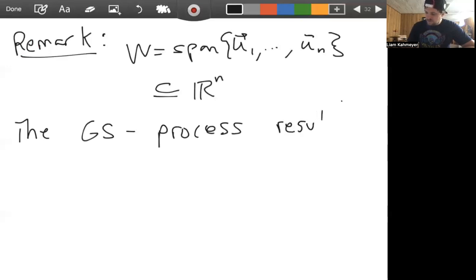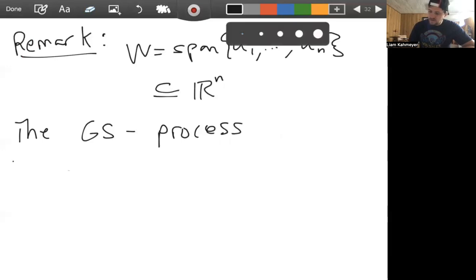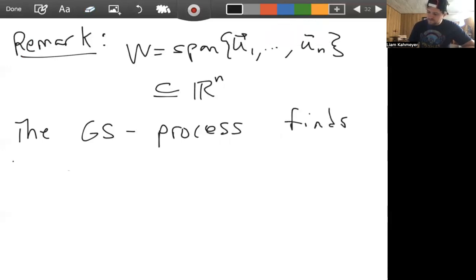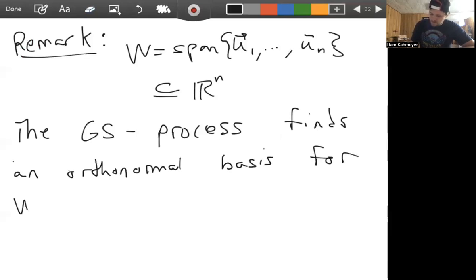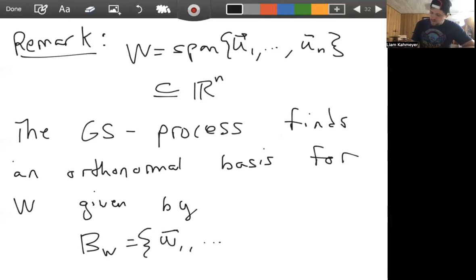results in, or let's say the Gram-Schmidt process finds an orthonormal basis for W given by, say, B sub W is W1 through Wn, right? Because they have the same span, they're orthonormal, so they're linearly independent, and so that's a basis, right?